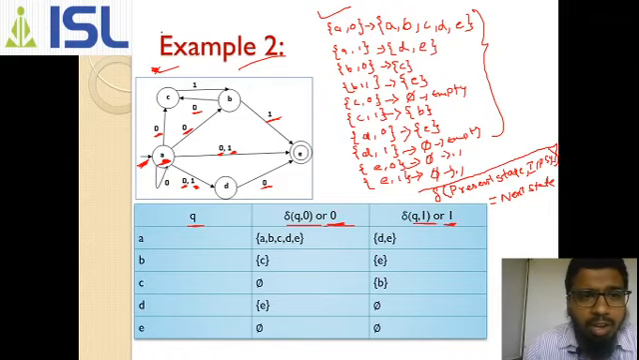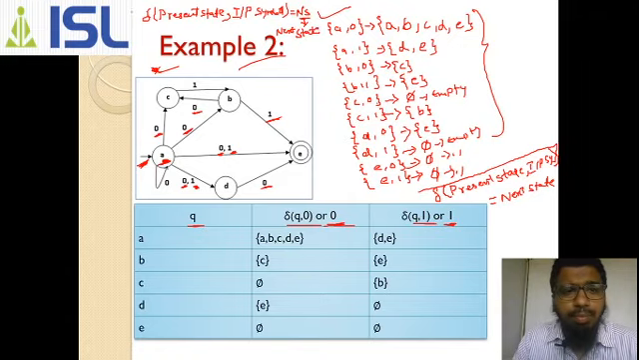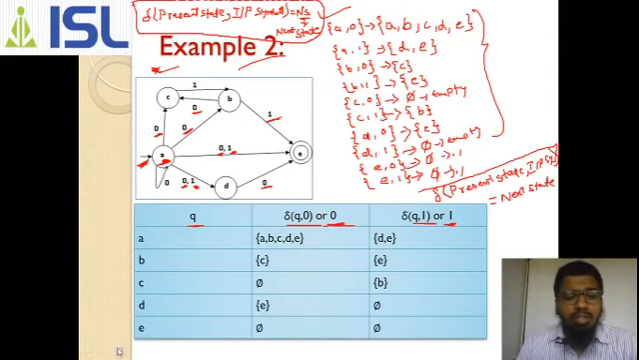So I will write here delta present state comma input symbol is equal to next state. Okay, what is this? Next state. This is the next state.